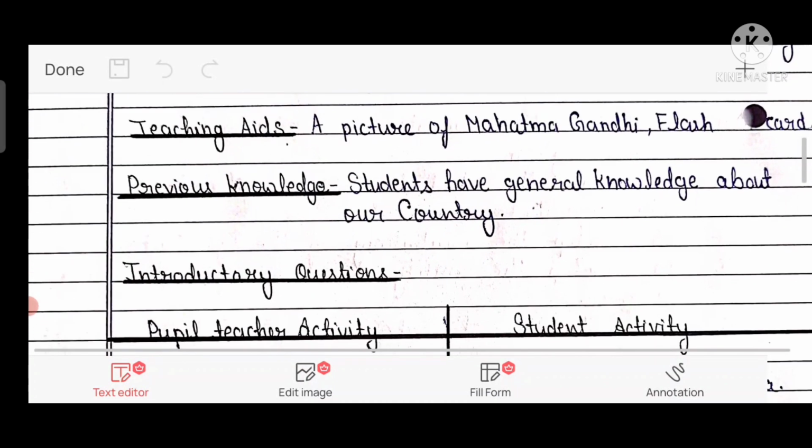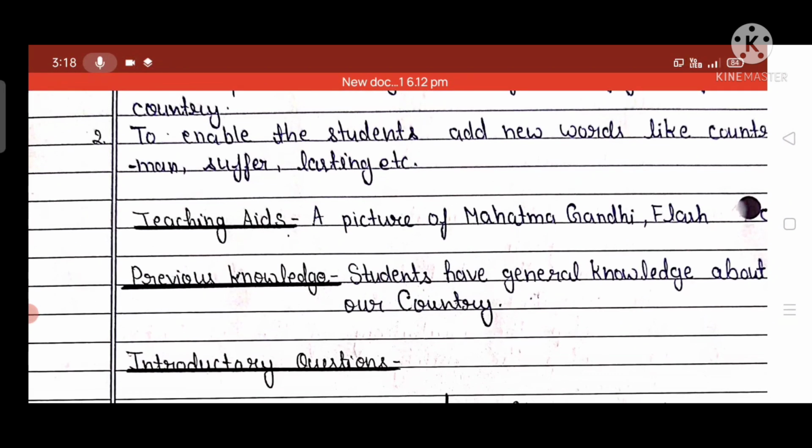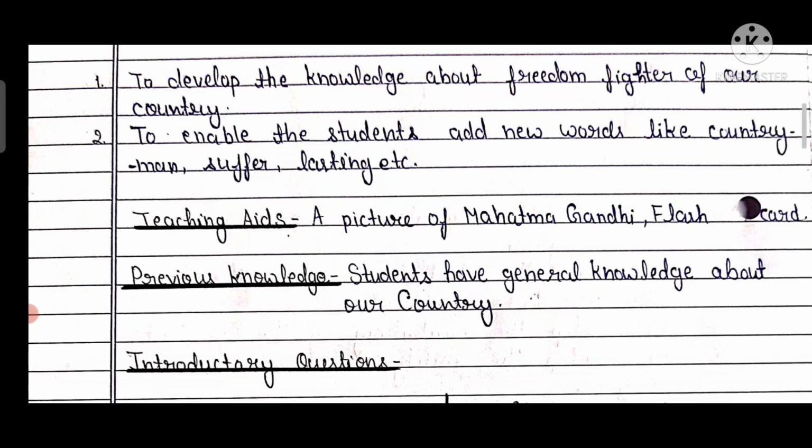After that, teaching aids. Teaching aids means the teaching material which helps in the classroom. Here we mention chart, model, flashcard, etc. The next step is previous knowledge. Students have general knowledge about our country.